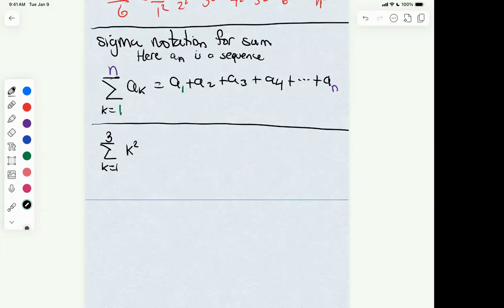What it's saying is that you have this formula, k squared, right? You're going to replace k with 1, 2, and 3 because it goes from 1 to 3, and you're just going to plug in these values of k and add them all up together.